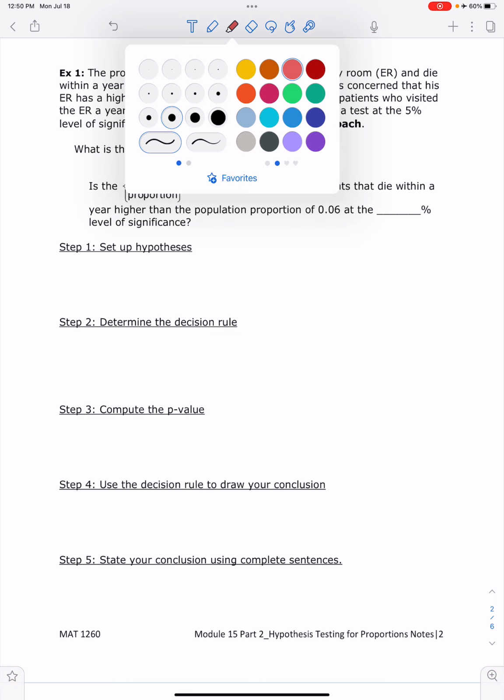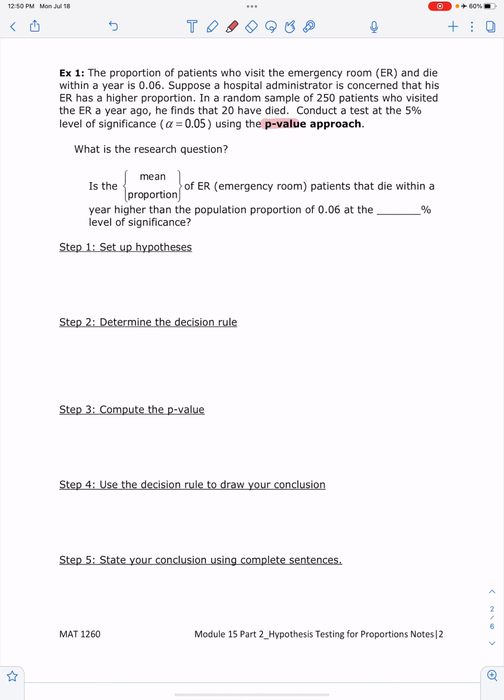approach. So this does get a little overwhelming to start. There is a lot going on here, so we are going to walk through this. First, we are talking about a proportion, so our research question is going to have the same format. We want to know if the proportion of emergency room patients that die within a year is higher than the population proportion of 0.06 at the alpha equals 5% level of significance.